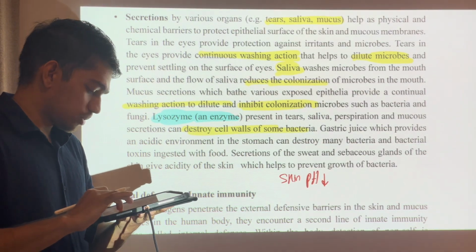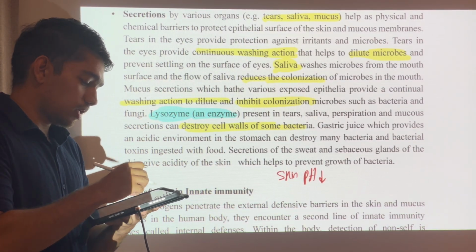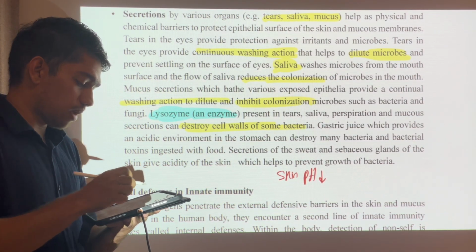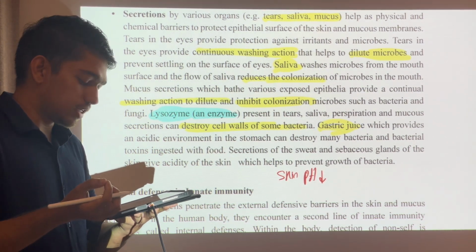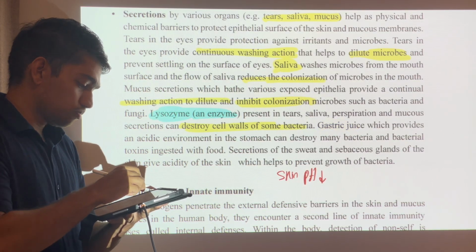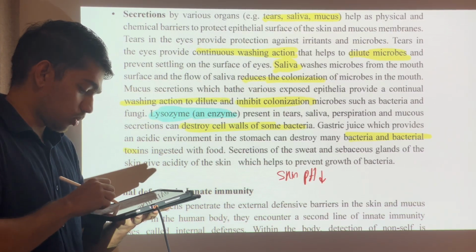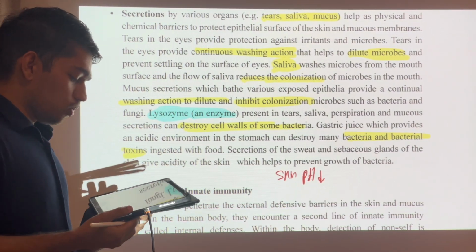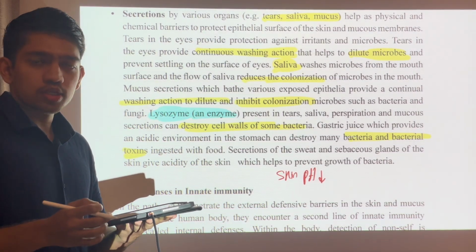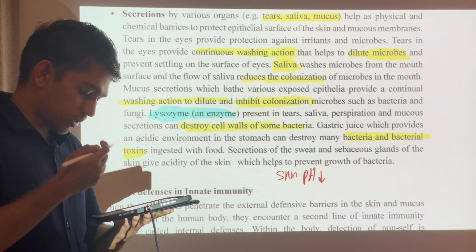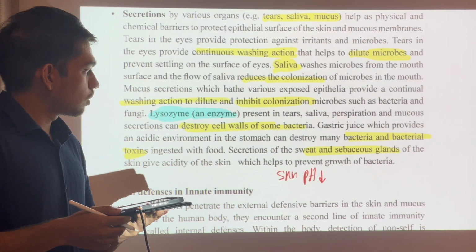So this is going to make it easier for these bacteria to get destroyed because the cell wall has been somewhat destroyed. Then in your stomach, we have a very concentrated, highly acidic environment by your gastric juice. This very high acidity can destroy many bacteria as well as other pathogens, including bacterial toxins. Then on the skin surface we have a very low, acidic pH created by the sweat and sebaceous glands that is also going to prevent the growth of bacteria.